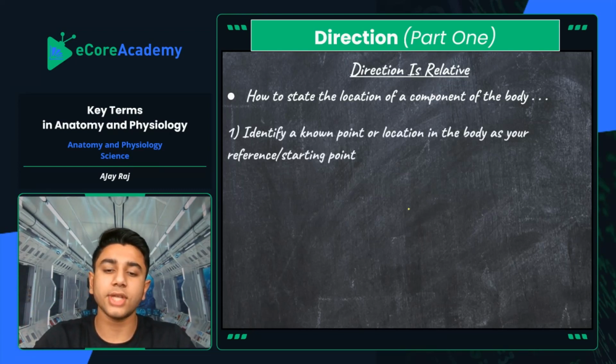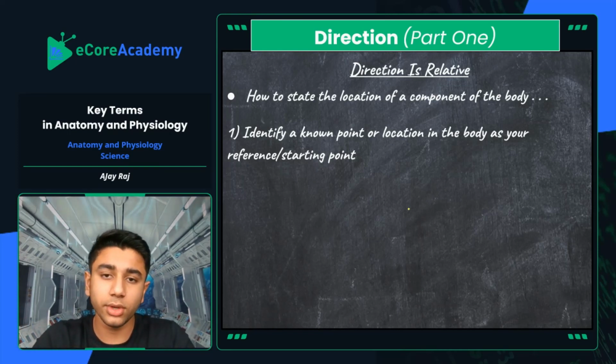So the first step is to identify a known point or location in the body as your reference or starting point. Like I said, direction is relative to your starting point. You need to have a point of reference, and this point of reference has to be something that's known. So say, for example, if you're looking at an algebraic equation, x plus y equals z, and you know what the value of x is, that's going to be your reference point.